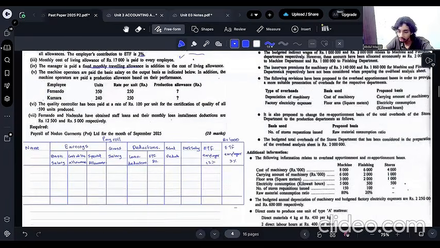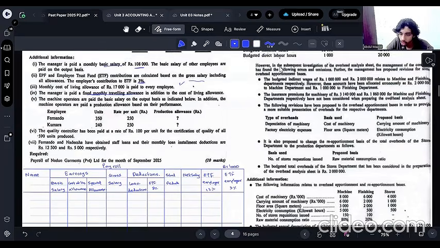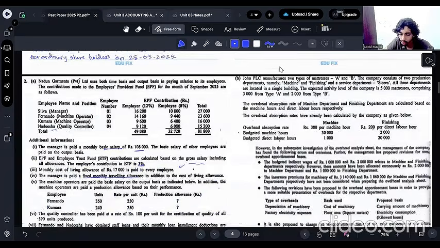Now this is your table. You will need the name. You can put another small column if you want as employee number, earnings, gross salary, you will put the deductions, then you get the net salary, and separately you should show the EPF and ETF employer contribution. So then you have Silva, Fernando, Kumara, and Nadisha.